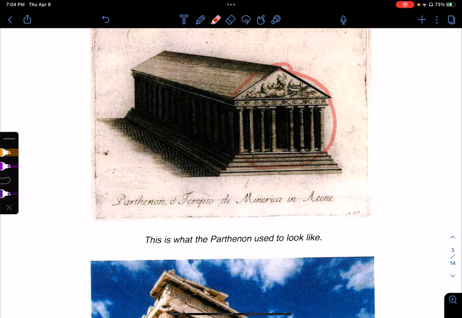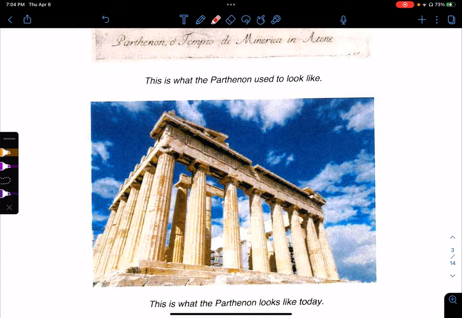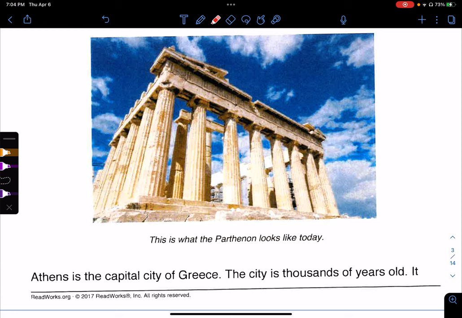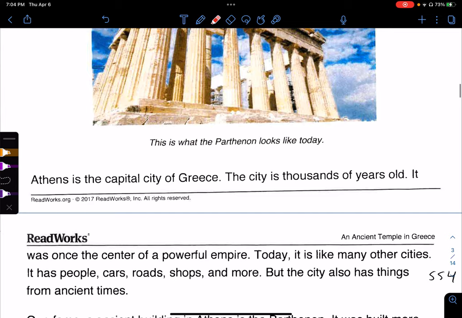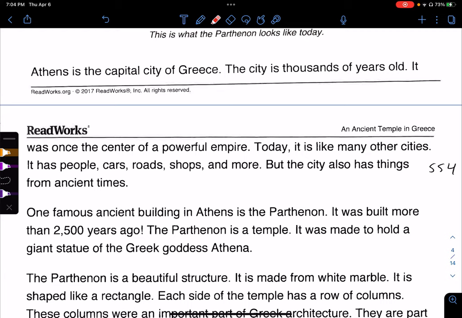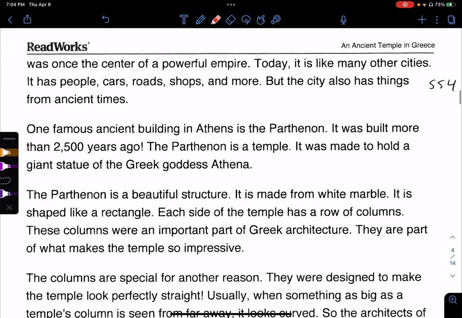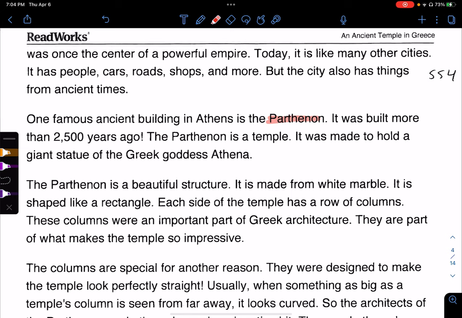This is what it looks like today. This is what it might have looked like, and this is what it looks like now. It's about 2,500 years old. It's pretty old. Athens is the capital city of Greece. The city is thousands of years old. It was once a center of a powerful empire. Today, it is like many other cities. It has people, cars, roads, shops, and more. But the city also has things from ancient times. One famous ancient building in Athens is the Parthenon. It was built more than 2,500 years ago.